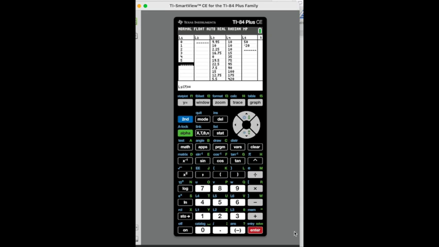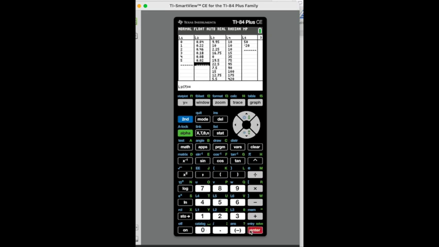Then in the second list, we are going to put the corresponding probabilities. So I'm going to put in the corresponding probability for 0 is 2 out of 50. And then we're going to do 11 out of 50. And then 23 out of 50. And then 9 out of 50. And 4 out of 50. And then the last one is 1 out of 50.